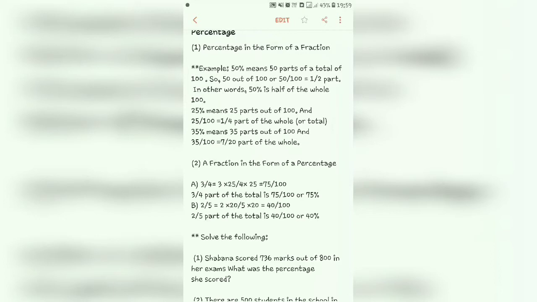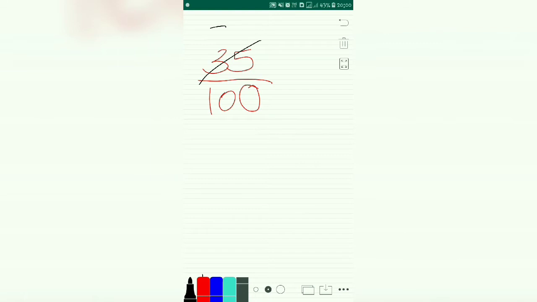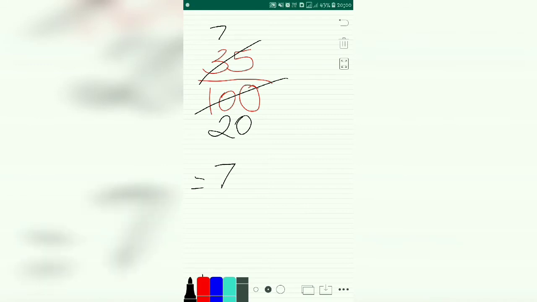Next is 35%, that is 35 parts out of 100. So since 35 is not going to divide 100, we can use a common multiple, that is 5. So 5 sevens are 35 and 5 twenties are 100. Since this cannot be divided further, 7/20 part of 100 is 35%.